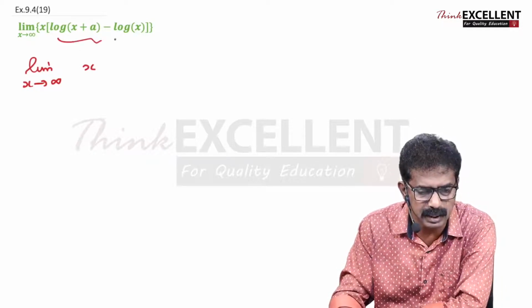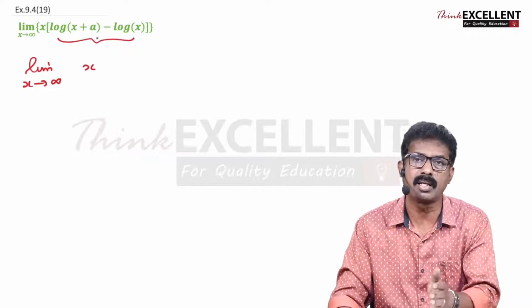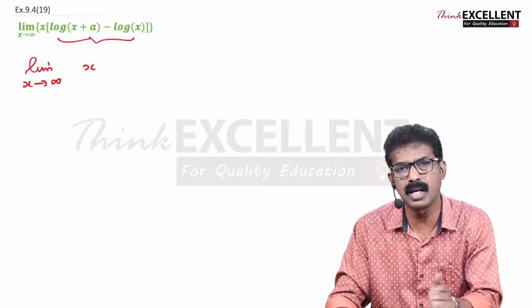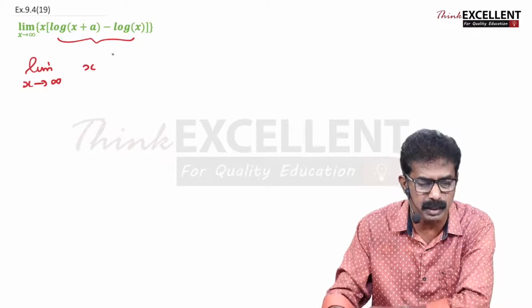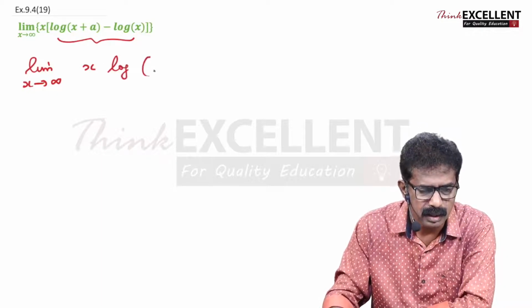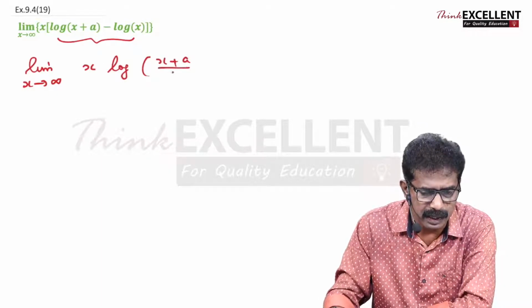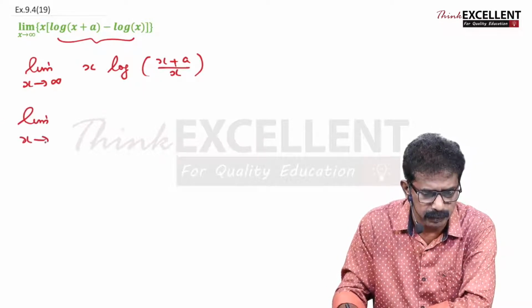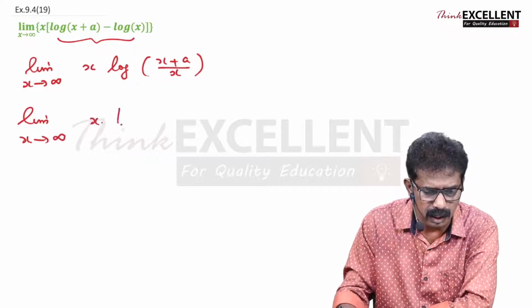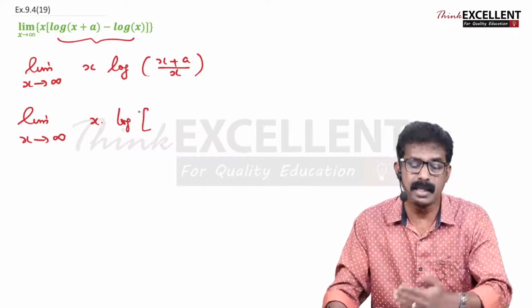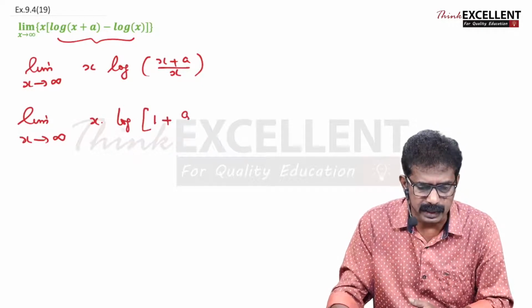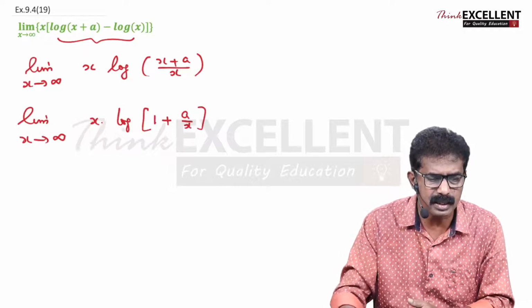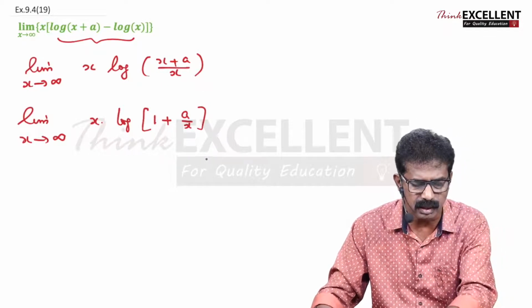Please see the term inside the bracket, that is of the type log a minus log b. What is log a minus log b? Log of a by b. So you can write it as log of (x plus a) by x. So that is limit x tends to infinity, x into log, split into 2, x by x, 1 plus a by x. Since log is there, we try to use this formula.